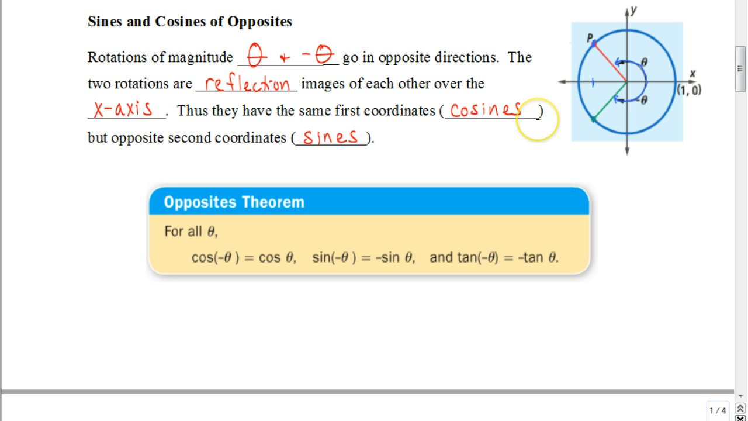So that's what it's saying here, that they're going to have the same first coordinates, so the cosines are going to be the same between those 2 points, and the y values, the signs are going to be opposites. So the opposites theorem basically says the cosine of the opposite of an angle is the same as the cosine of the angle, or the sine of the opposite of an angle is going to be equal to the opposite of the sine of the angle, and the tangent of the opposite of an angle is going to equal the opposite tangent of the angle. So that is your opposites theorem.